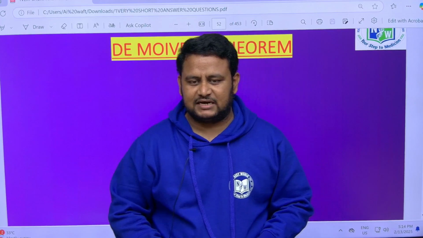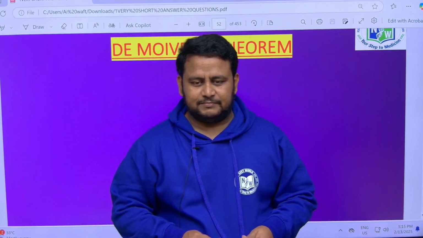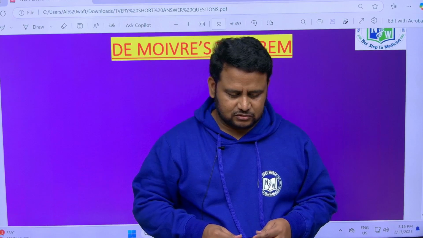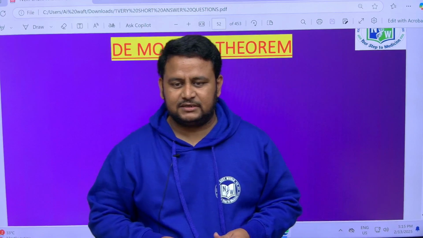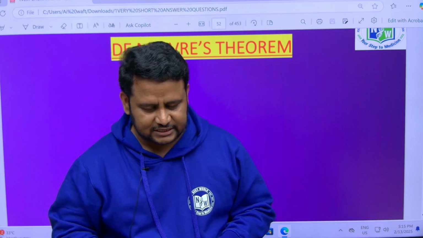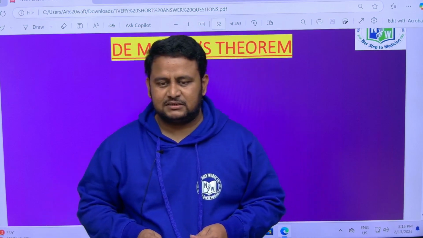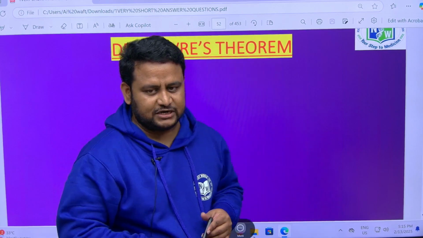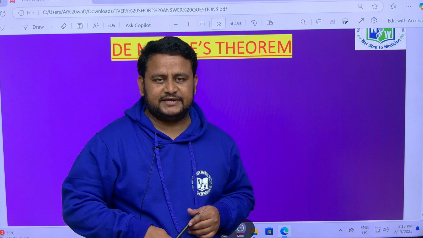So in the previous class, we dealt with complex numbers with respect to very short answer questions, and we also revised the complex number chapter in a brief way where I told you about various concepts. So in today's class, similarly we will deal with the next chapter, that is De-Moivre's theorem, which is a very important chapter when it comes to your intermediate exam.